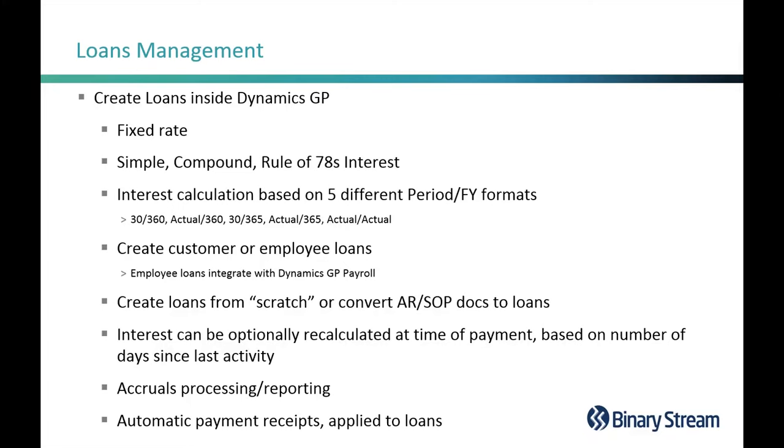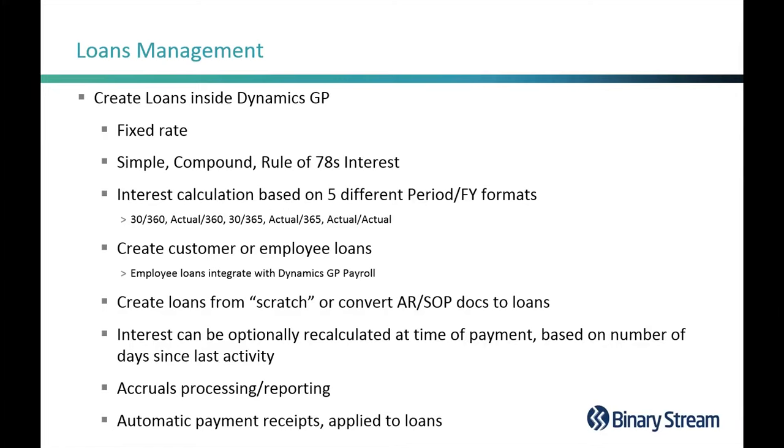Some of the options available to us are the ability to create fixed rate loans. We can do simple, compound, or Rule of 78 interest. Rule of 78 is not used by too many folks anymore. We still have a couple of customers that are using it because it's still allowed in their jurisdiction. But typically, simple and compound are the ones that we see used most often.